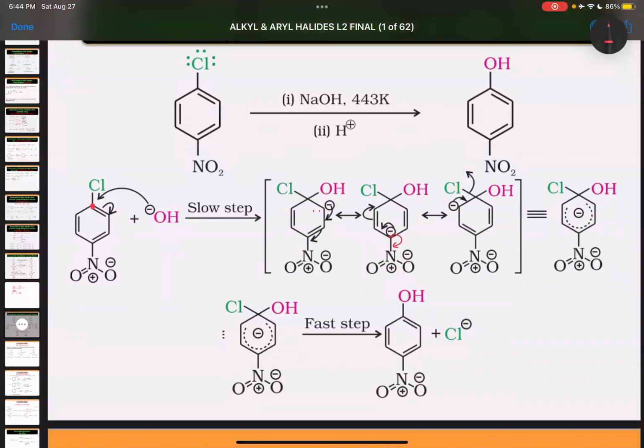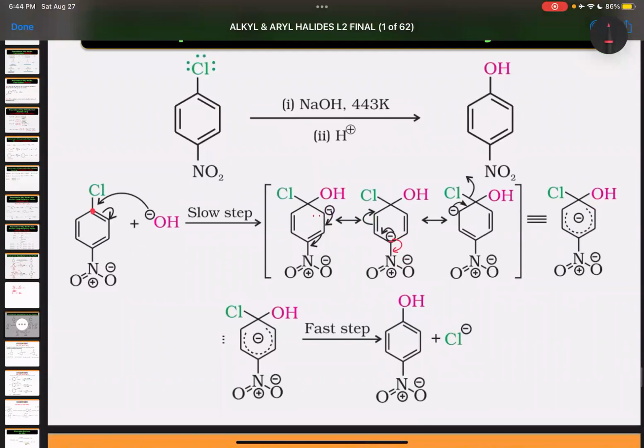Is it clear? So finally, what happens here is, this is an intermediate. When the OH minus attacks, the ring acquires minus charge, but this minus charge can't stay like this because it is an intermediate. It needs to recreate the benzene ring.